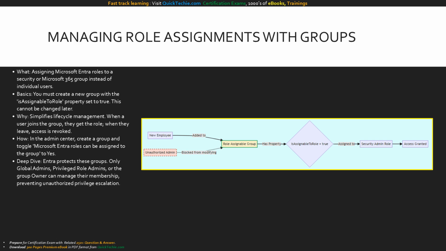This flow visually demonstrates the security of role-assignable groups. A new employee is added to the group in the center. Because that group was created with the isAssignableToRole property set to true, it can hold the security admin role, granting the employee access. Crucially, look at the bottom left. An unauthorized administrator is blocked from modifying this group. Entra's built-in protections ensure that only the right people can manipulate who gets these elevated privileges.